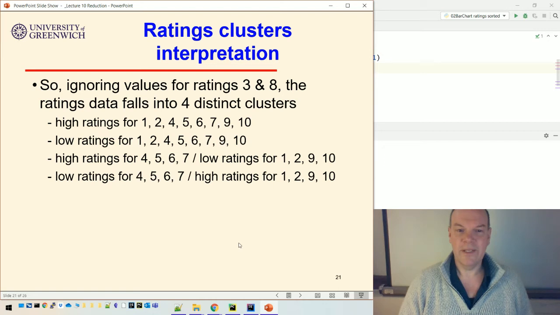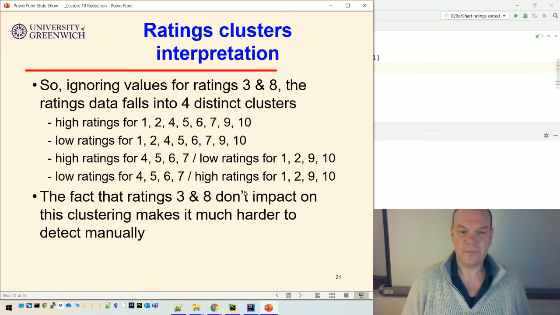One where we get high ratings for all the others, so 1, 2, 4, 5, 6, 7, 9, 10, or one where we get low ratings for all those 8 rating categories. One cluster where we get high for one half and low for the other half, and one cluster where it's the other way around: low for one half and high for the other half. So that's actually enabled us to identify really clearly where these clusters are coming from.